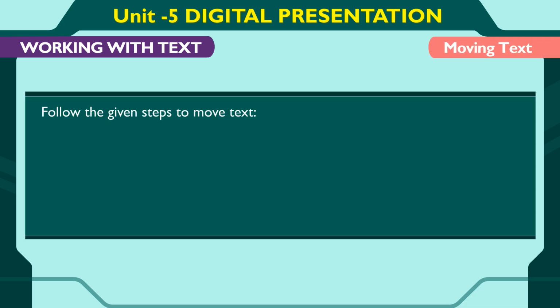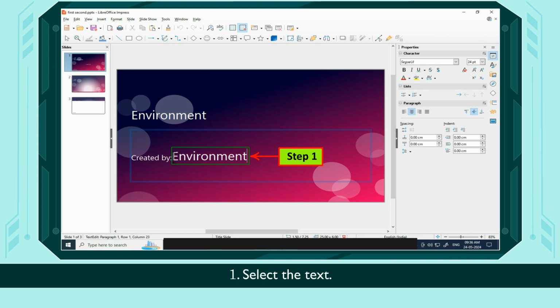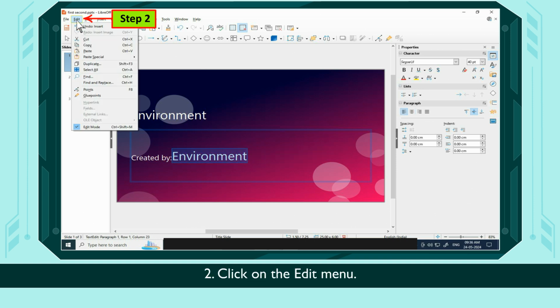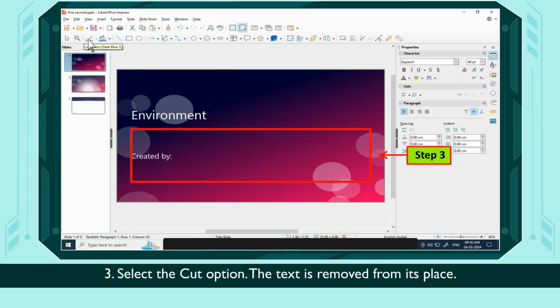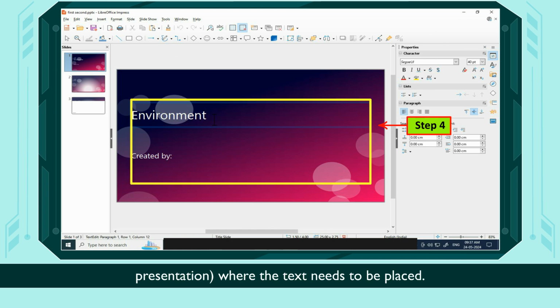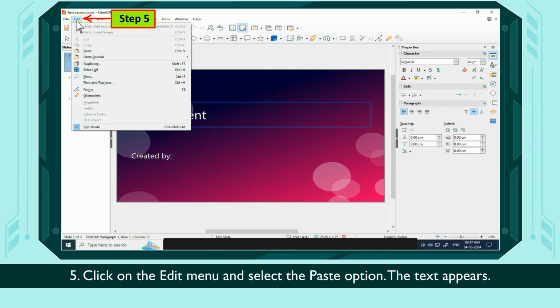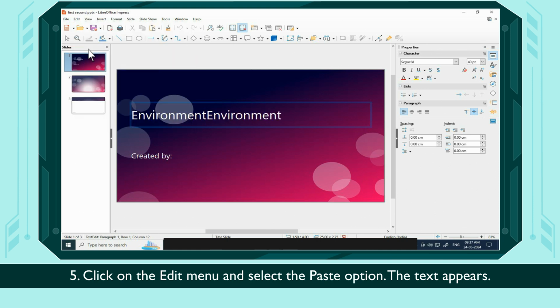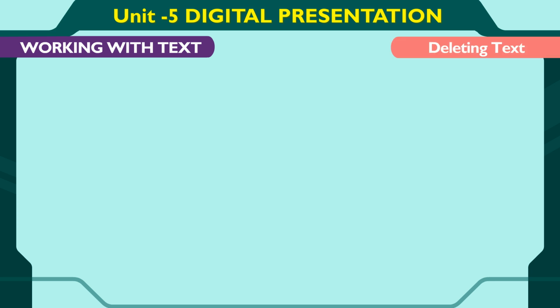Moving text. Follow the given steps to move text. 1. Select the text. 2. Click on the Edit menu. 3. Select the Cut option. The text is removed from its place. 4. Place the cursor at the location in the same presentation or another presentation where the text needs to be placed. 5. Click on the Edit menu and select the Paste option. The text appears.